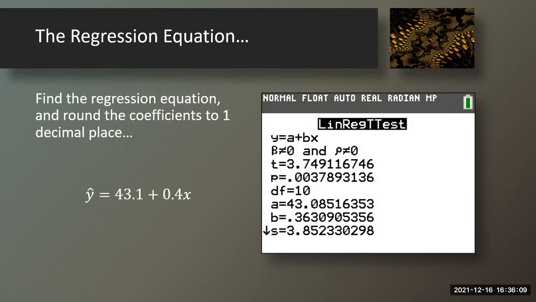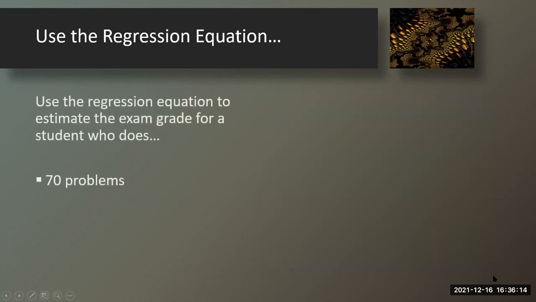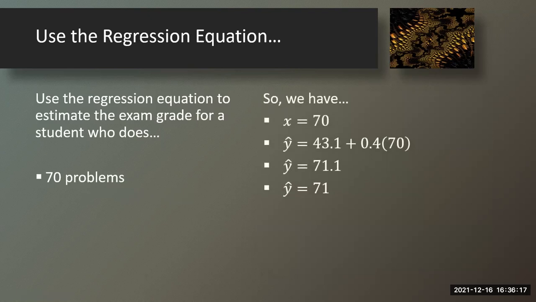I'll plug in an x and I'll use that to estimate a y value. For 70 problems, I'll round that to the nearest whole number. The estimated exam score would be 71. The arithmetic there, by the way, is really straightforward. People usually just put that directly into their calculator, the 43.1 plus the 0.4 times 70. No order of operation issues or anything like that. But you got to put it in the correct order and do the rounding correctly. So that really is chapter 10 right there.